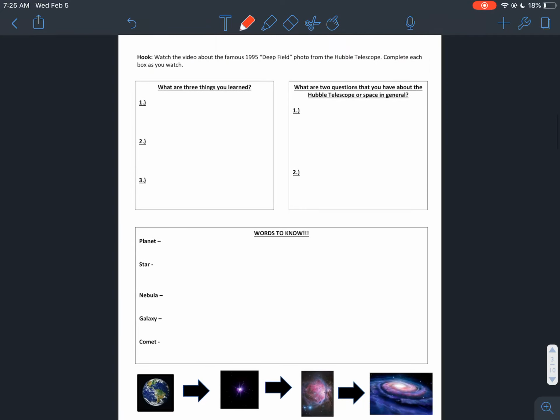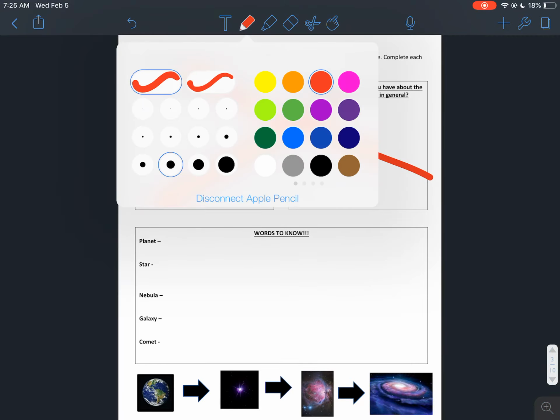This section up here, because it's Wednesday, we should have skipped. We don't have time for that. But today we are going to start on these words.